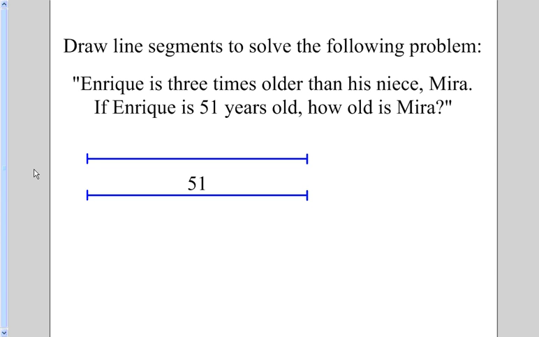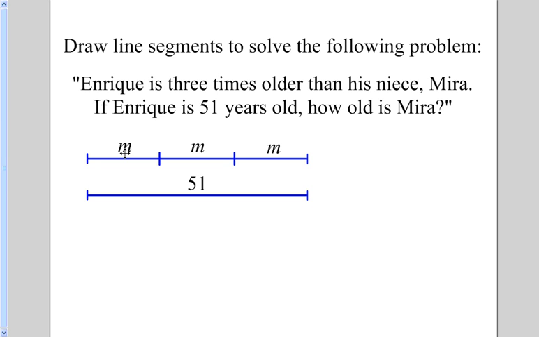What's the other piece of information that we know from this? Enrique is 3 times older than his niece, Mira. Let's divide that other line segment into 3. So if we had taken clone Mira, and we had 3 of those Miras next to each other, side by side, their age altogether would be the same as Enrique's age.